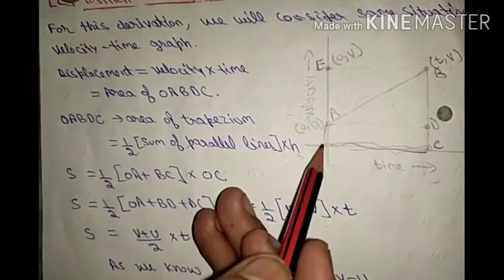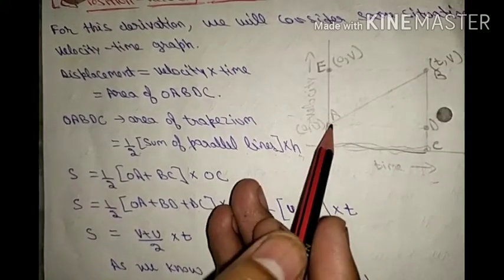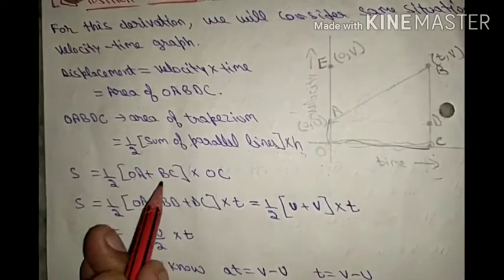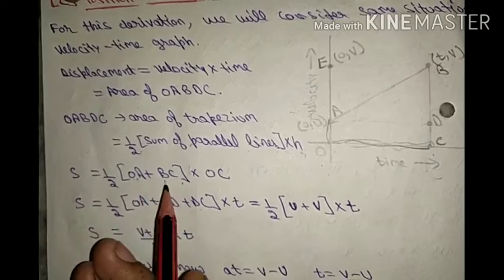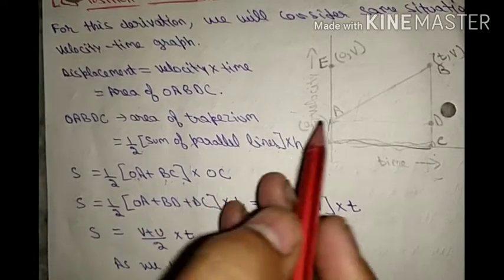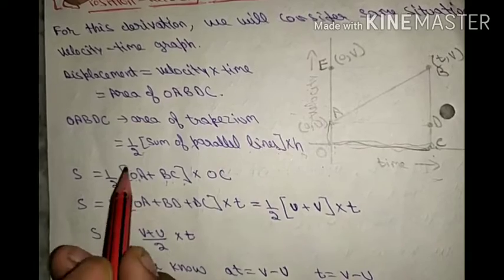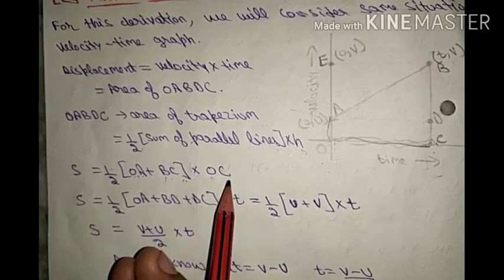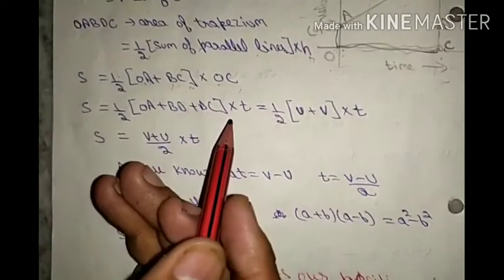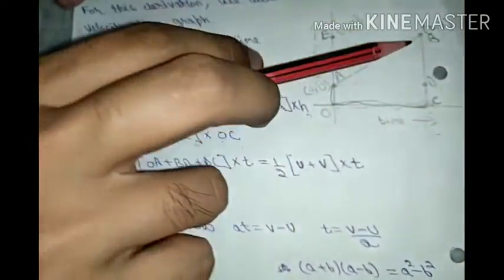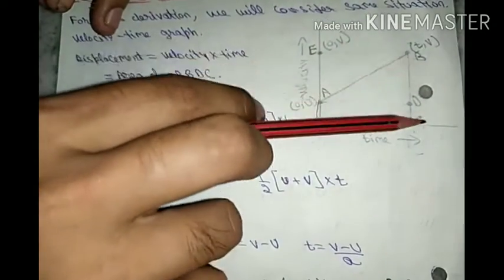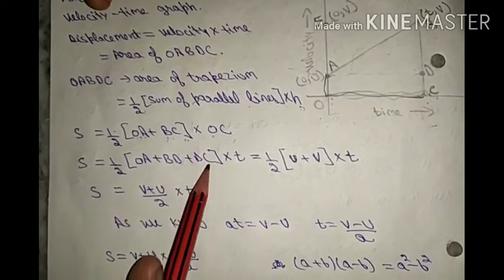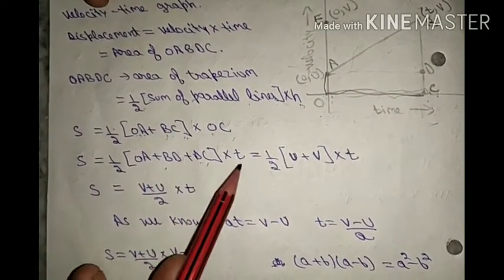So what is this line? Length of this line is OA. So OA plus this line BC, or CB, same thing, into height. What is the height? This is the height, OC. So the formula becomes half into OA plus BC into OC. And we can write BC as BD plus DC. So OA plus BD plus DC into T.